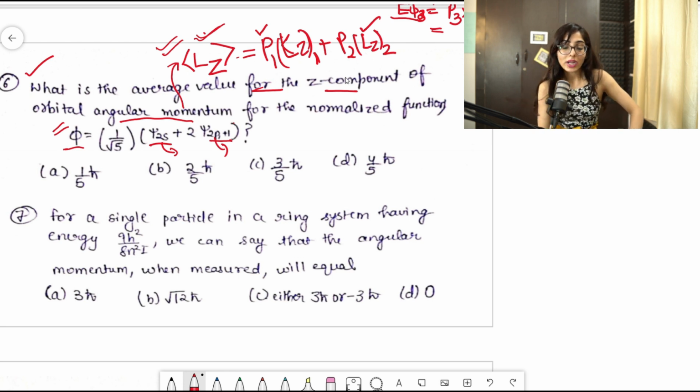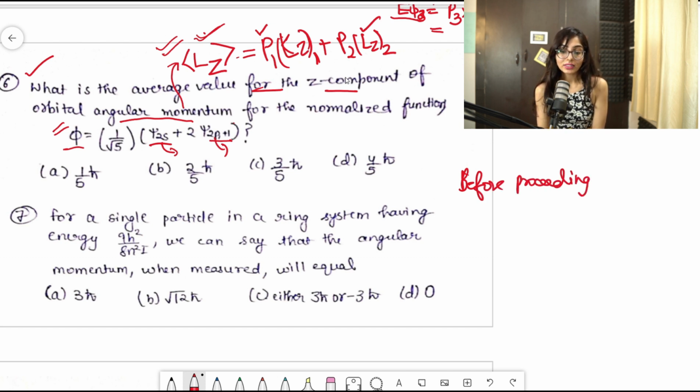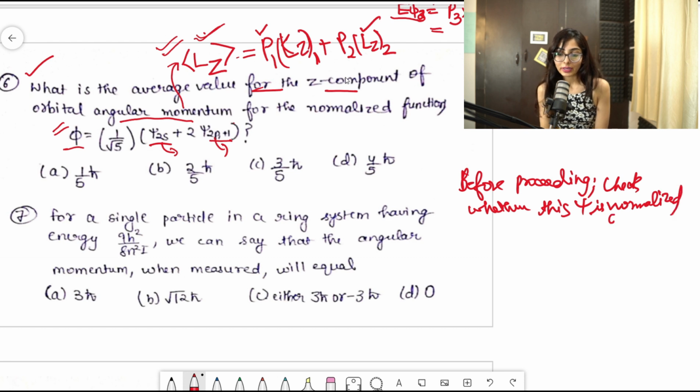First of all, guys, before proceeding, I told you that you need to check one thing: check whether this psi is normalized or not. I'm so sorry, I'm writing very badly. Clear? So excuse me for that.